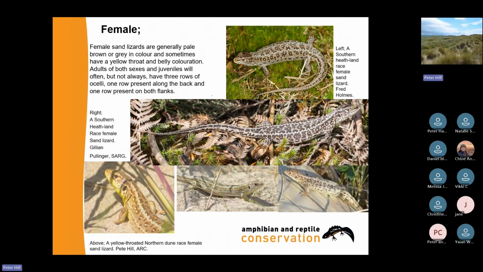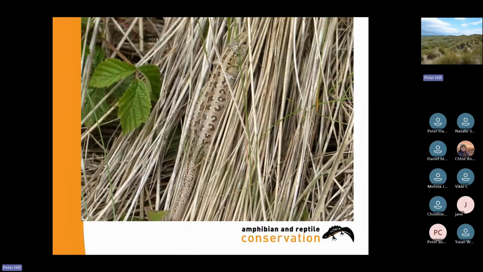There's a heathland race female for comparison. You can see much more heavily patterned. Same species, different race. Okay. You try and spot them. Here's a dune race female sand lizard out, fully exposed for everybody to see, basking, but you try and spot them. They are masters of disguise. You can see she's aligned her dorsolateral stripes so they're perfectly aligned with the marram. Not easy animals to spot, to survey.